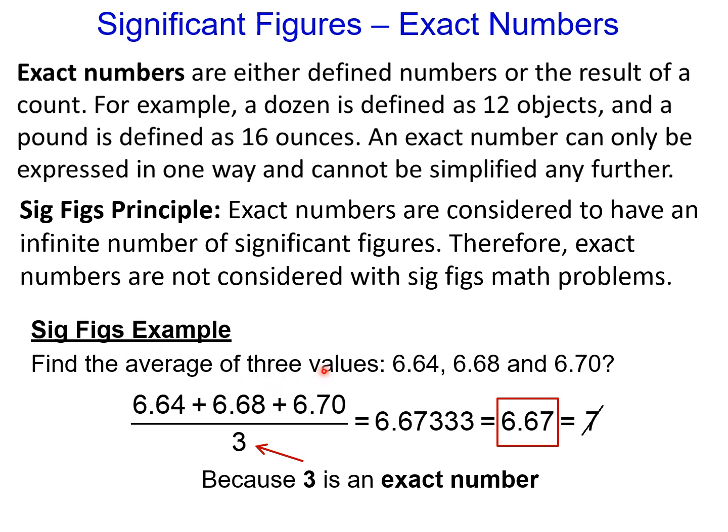Find the average of 3 values. We take 6.64, 6.68, 6.70, and we add them up and we divide by 3. We get on the calculator 6.67333, and then we round that to 3 sig figs. We do not round that to 1 sig fig because of the 3, which is only 1 sig fig, but because it is an infinite number, an exact counting number, we ignore it. Simply ignore exact counting numbers, and we report the rounded value based upon the best calculation.